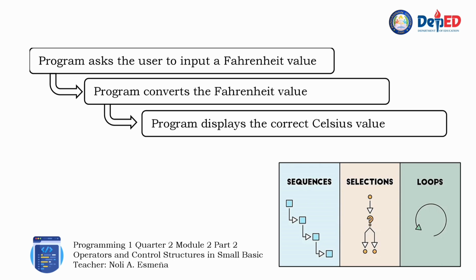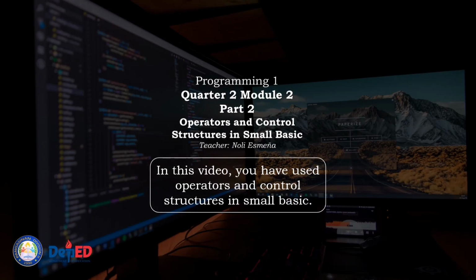This is how we utilize sequential control structure in the program that we have just created. First, our program asks the user to input a Fahrenheit value. Then, our program converts that Fahrenheit value. This is followed by the displaying of the correct Celsius value. In this video, you have used operators and control structures in Small Basic.